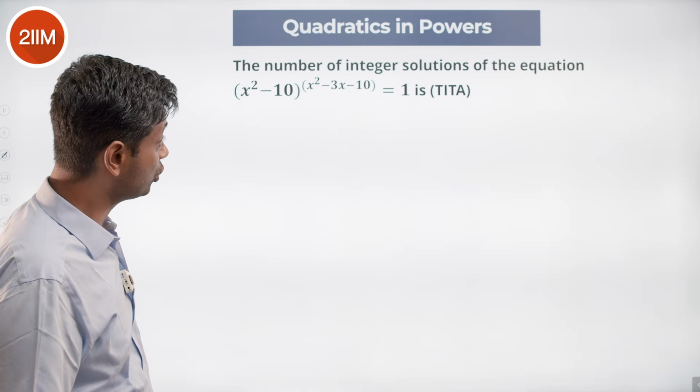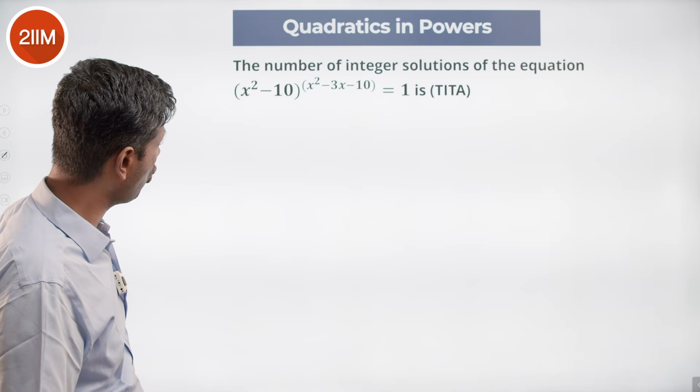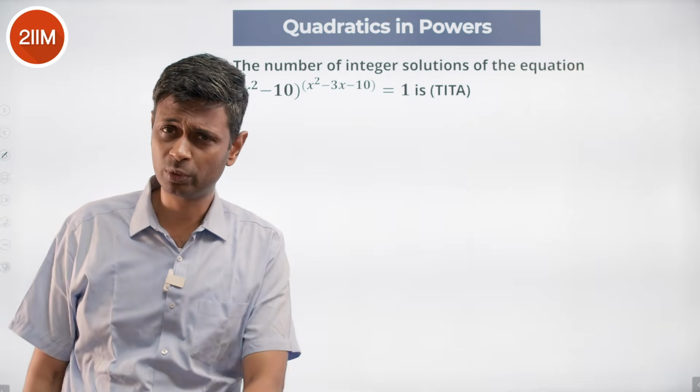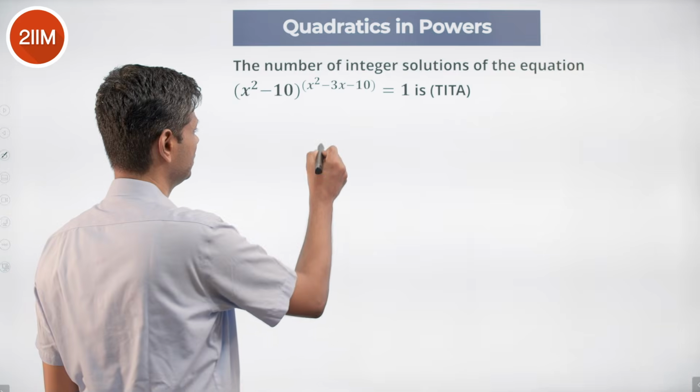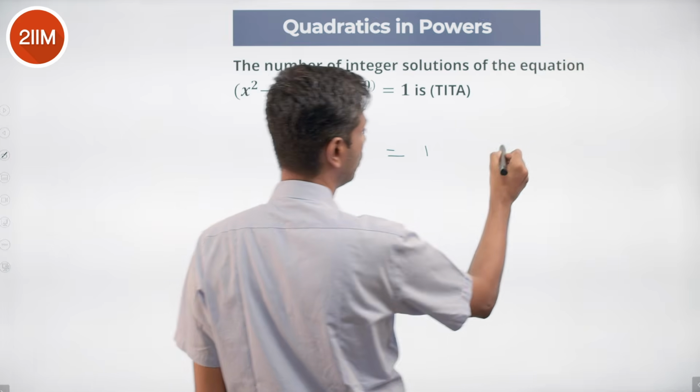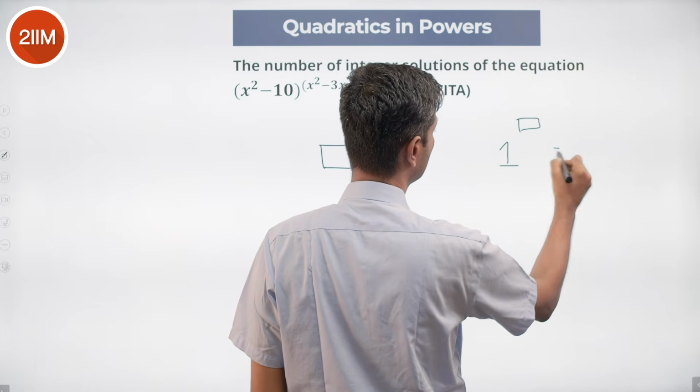The number of integer solutions of the equation (x squared minus 10) to the power (x squared minus 3x minus 10) equal to 1 is a very beautiful question. First of all, something power 0 is 1. 1 power anything is 1.